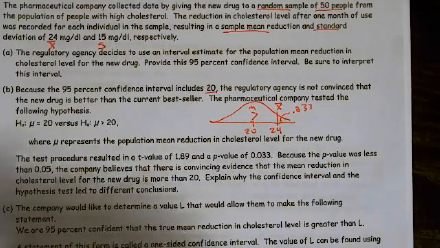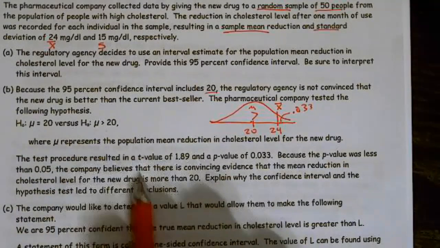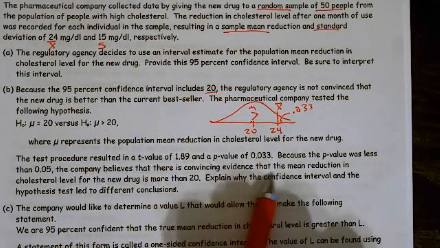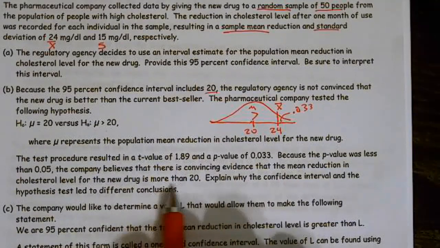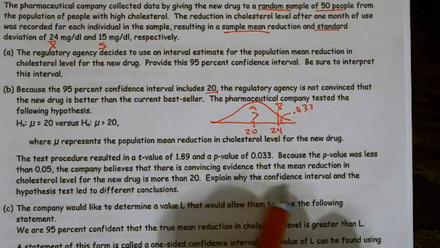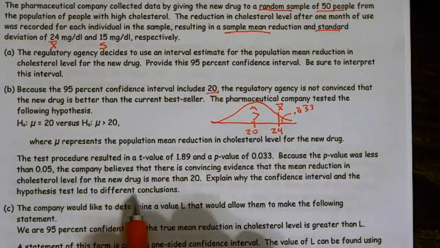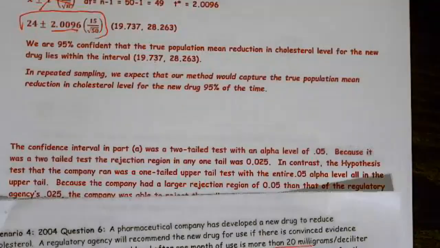Because the p-value was less than 0.05, the company believes that there is convincing evidence that the mean reduction in cholesterol for the new drug is more than 20. Explain why the confidence interval and the hypothesis test led to different conclusions.